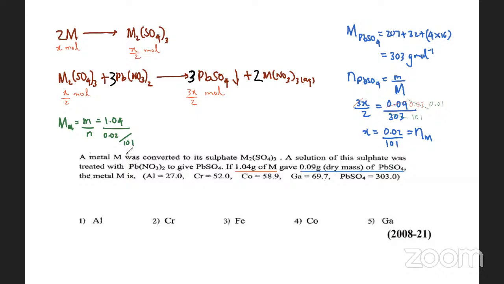Chromium. Is chromium the answer? But 101 is the answer. From where did that 101 come? Don't know, there's a printing error in the question. Because if you simplify this one, I'm getting an answer like this.